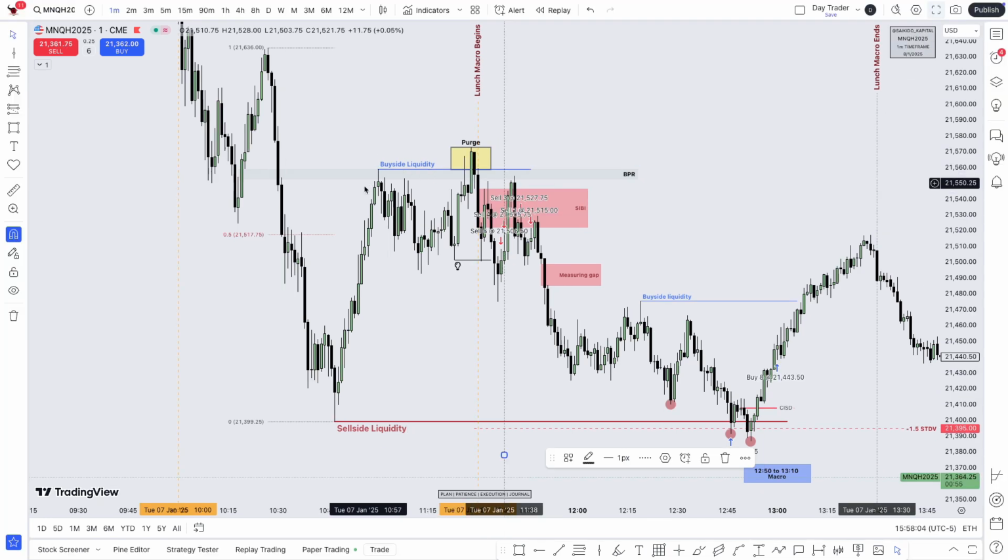So let me show, because I can also see the framework, which in this case is the AMD: accumulation, manipulation, and I was ready for that distribution phase.